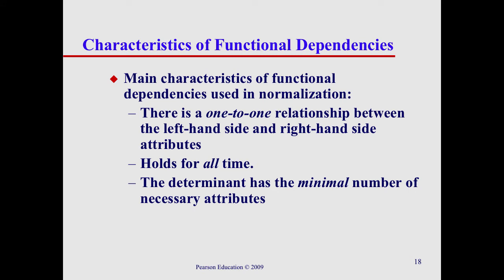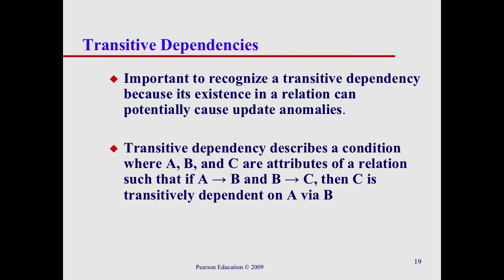Okay? So this is just summing up what I said about functional dependencies. They're one-to-one. They hold for all time. Their determinant has a minimum number of attributes.